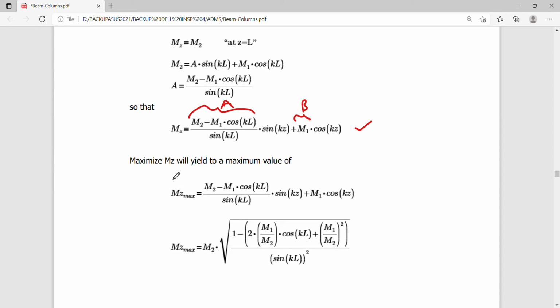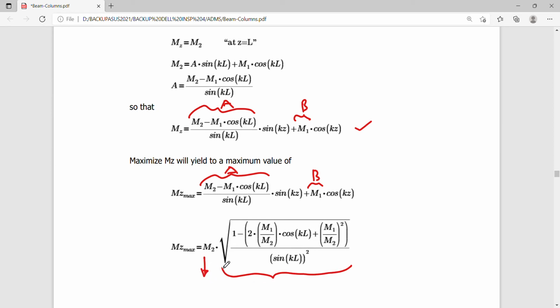upon equating the derivative to 0, the values of a, okay, this is your a, which is this one, and this b here, can now be determined in such a manner that upon simplification and rearrangement, your value for Mz max will simply be equivalent to a certain coefficient multiplied by M2.